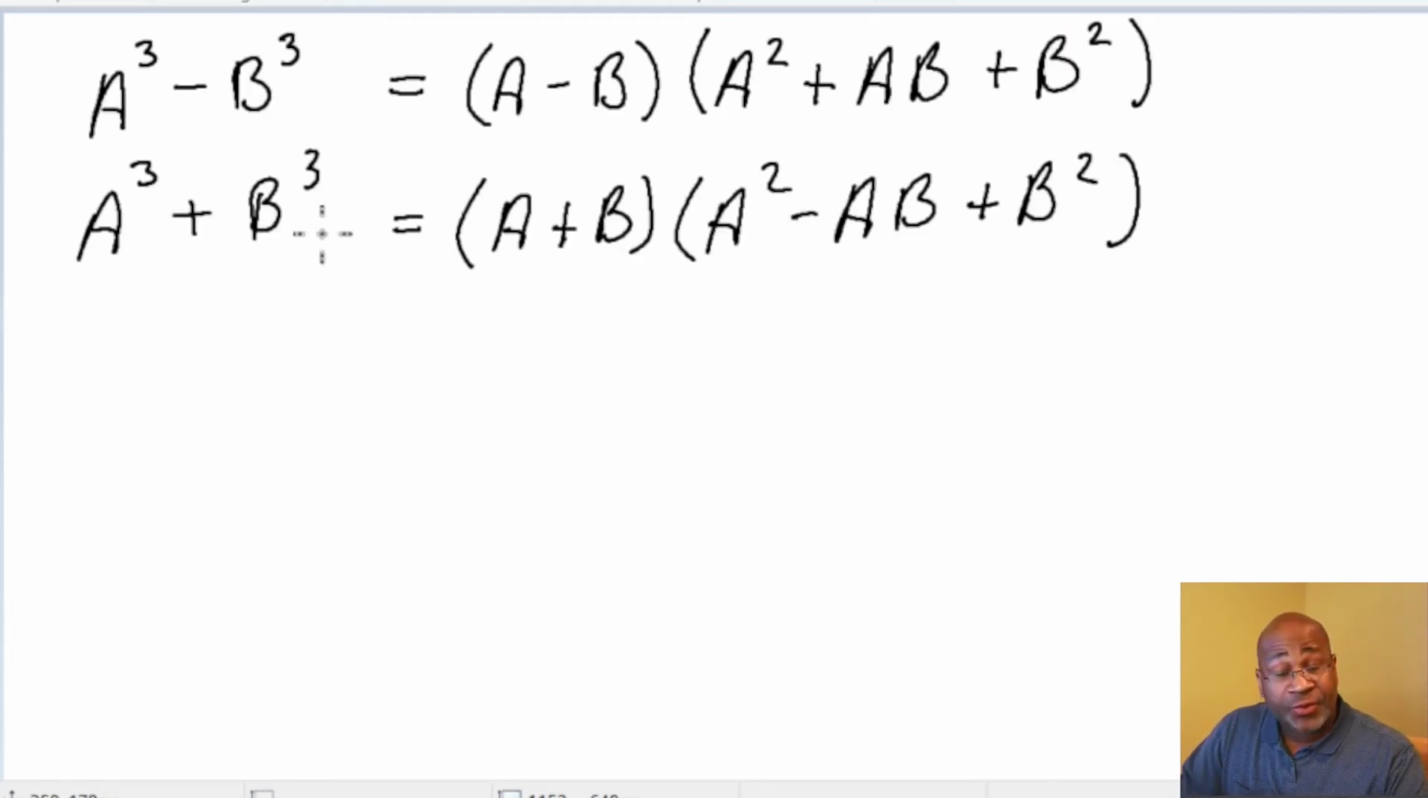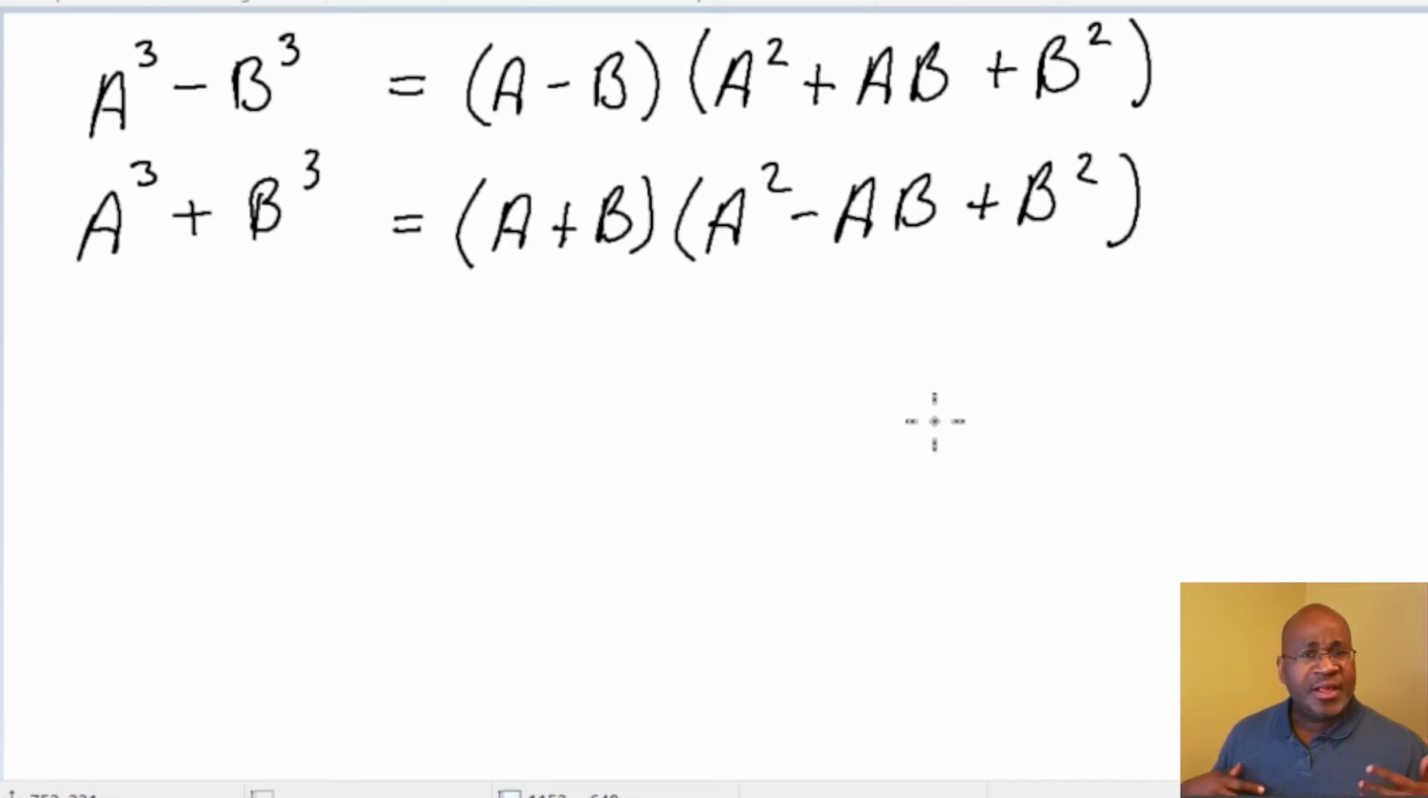If we have the difference of two cubes and the sum of two cubes, just like the difference of two squares, there's no real factoring method that we have to go through, but there are specific formulas that we have to apply. Here we have the formulas on the board. For a cubed minus b cubed, the formula is a minus b times a squared plus ab plus b squared. For the sum of two cubes, a cubed plus b cubed, that's equal to a plus b times a squared minus ab plus b squared.